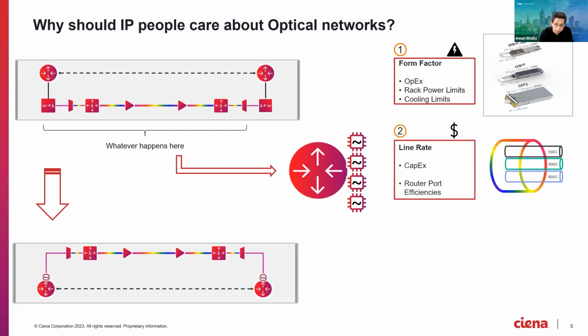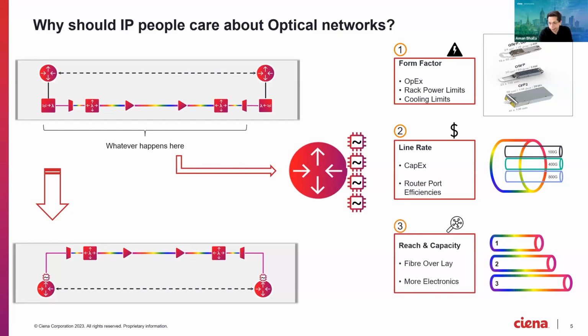The second one is the line rate. The line rate which you can actually select is going to impact your router port efficiencies. For the sake of discussion, if your router port can provide you 4 ports of 400 gig, and you go from location A to location C, but because of optical impairment in the optical transmission network you're not able to actually achieve 400 gig, then you are compromising on your router port efficiencies. And that impacts your capital expenditure, the money which you are spending on selecting a router platform. So that's point number 2, which you have to keep in mind.